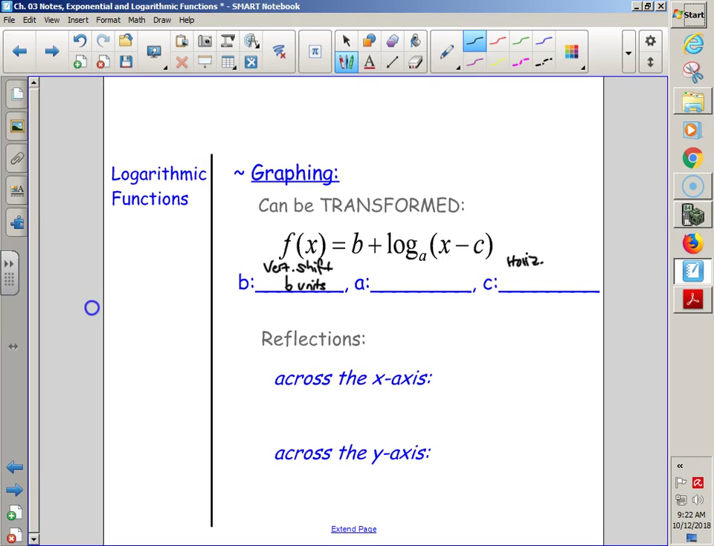Horizontal shift. And yeah, Robbie, you're right. If it is truly a minus, it will be to the right, C units. A is going to be the base, which is very similar to exponential functions.